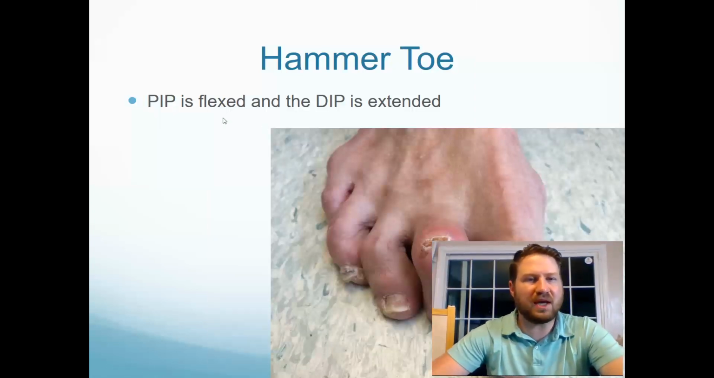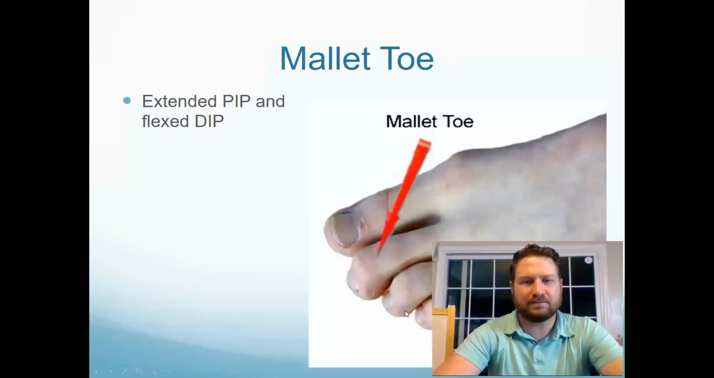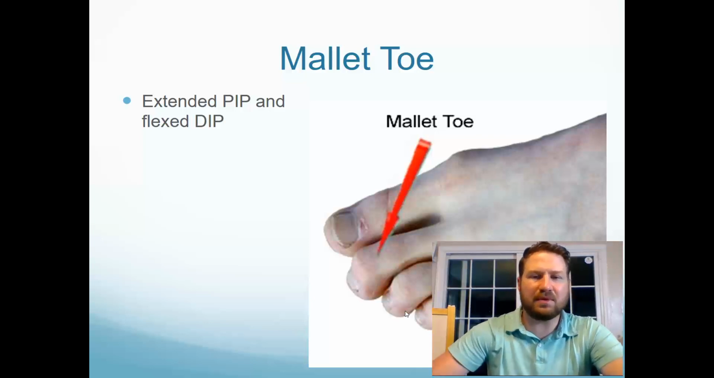Hammer toe is where the PIP is flexed and the DIP is extended, especially like with that one. So you have a great flexion of the PIP, and then that DIP is extended so that toe can still sit flat. Mallet toe is extension of the PIP, like in this picture, but then flexion of the DIP.